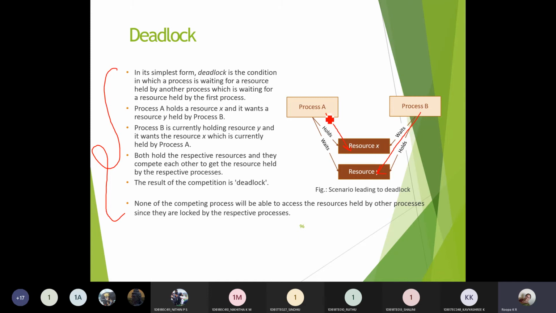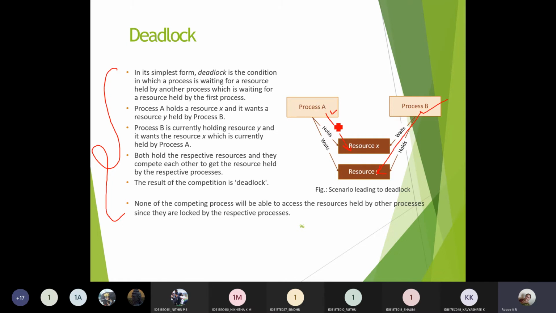So what happens here? Process A will be holding resource X, waiting for resource Y to be released by process B. Similarly, at the same time, process B will be using resource Y and waiting for process A to release resource X. Process A will not release resource X and process B will not release resource Y.